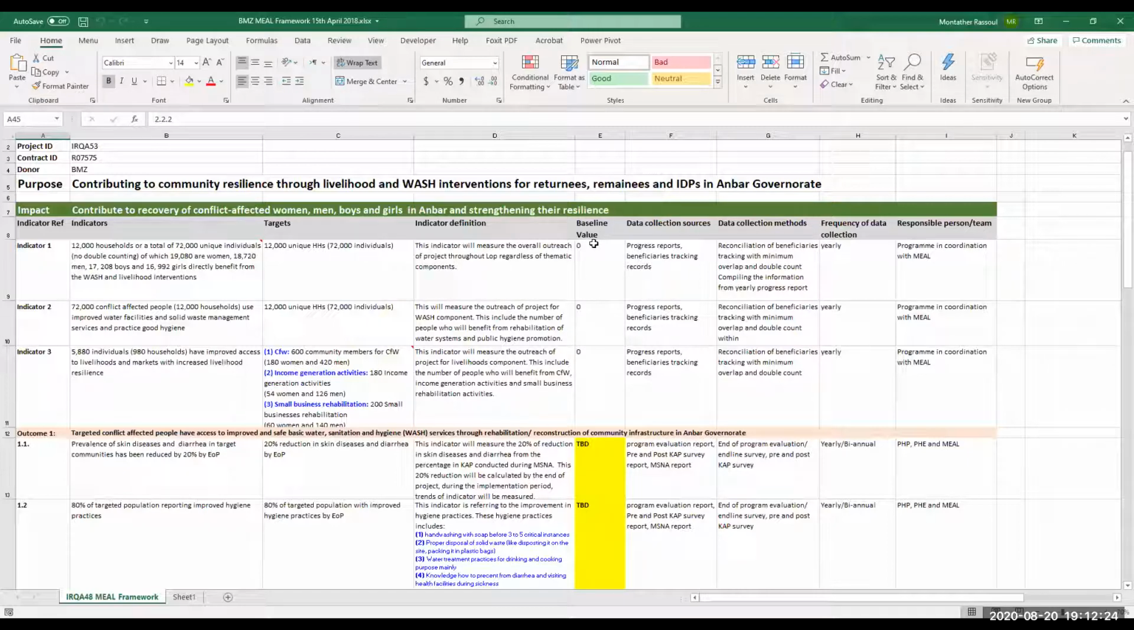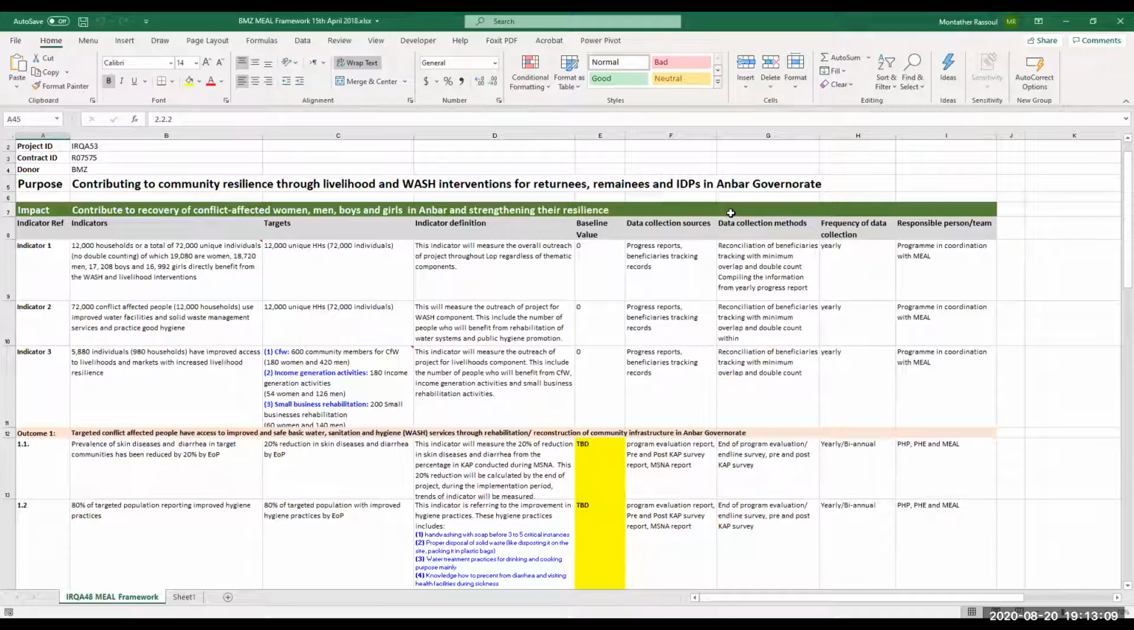And we said baseline is your starting point. Data collection sources should be either from the reports you have, or from the monitoring sheet, or from your focus group discussion, depending on the sources you are bringing the data from. The data collection method is the way you are collecting the data. Frequency is how many times you will do your monitoring, or the time that you will do the collection.